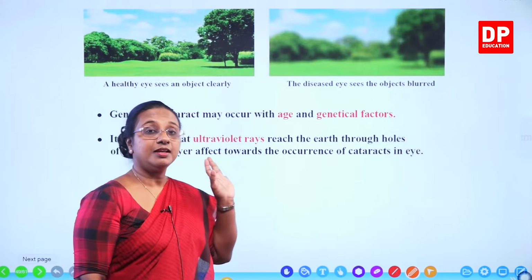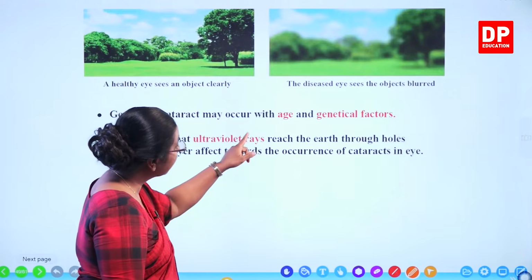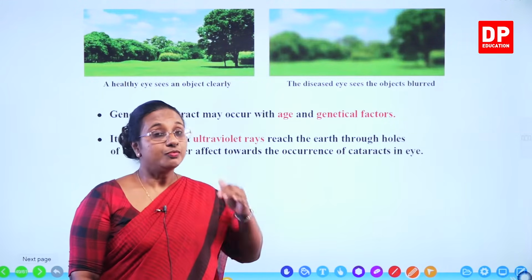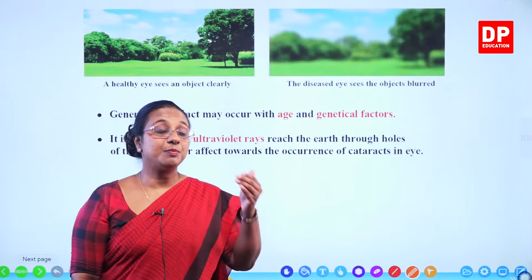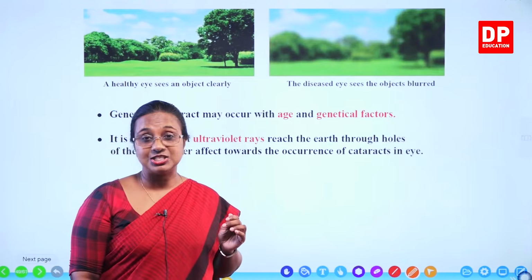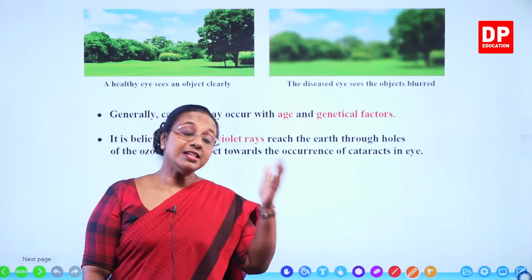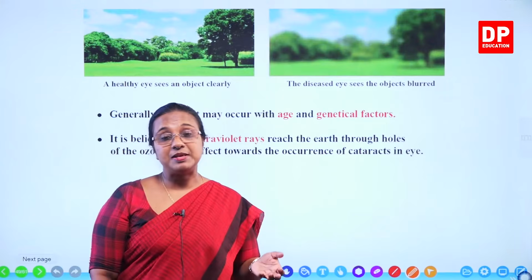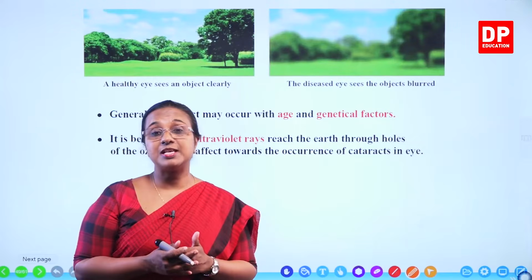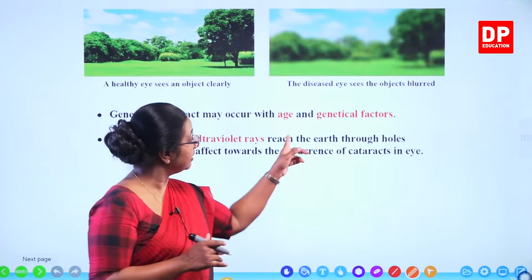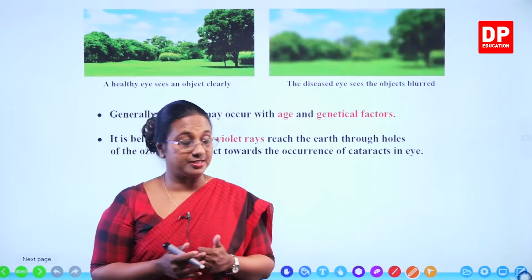So, this cataract is caused by two main factors. Generally, cataract may occur with age and genetic factors. With age, because you are using the eye for over a long period of time, the proteins in the lens get denatured. Because of that, the transparency decreases. That is due to age. Then there is a genetic factor. In some families, due to their genes, they have a high tendency of getting cataract even sometimes at a younger age. So, that is the genetic factor. Two factors, age and genes.